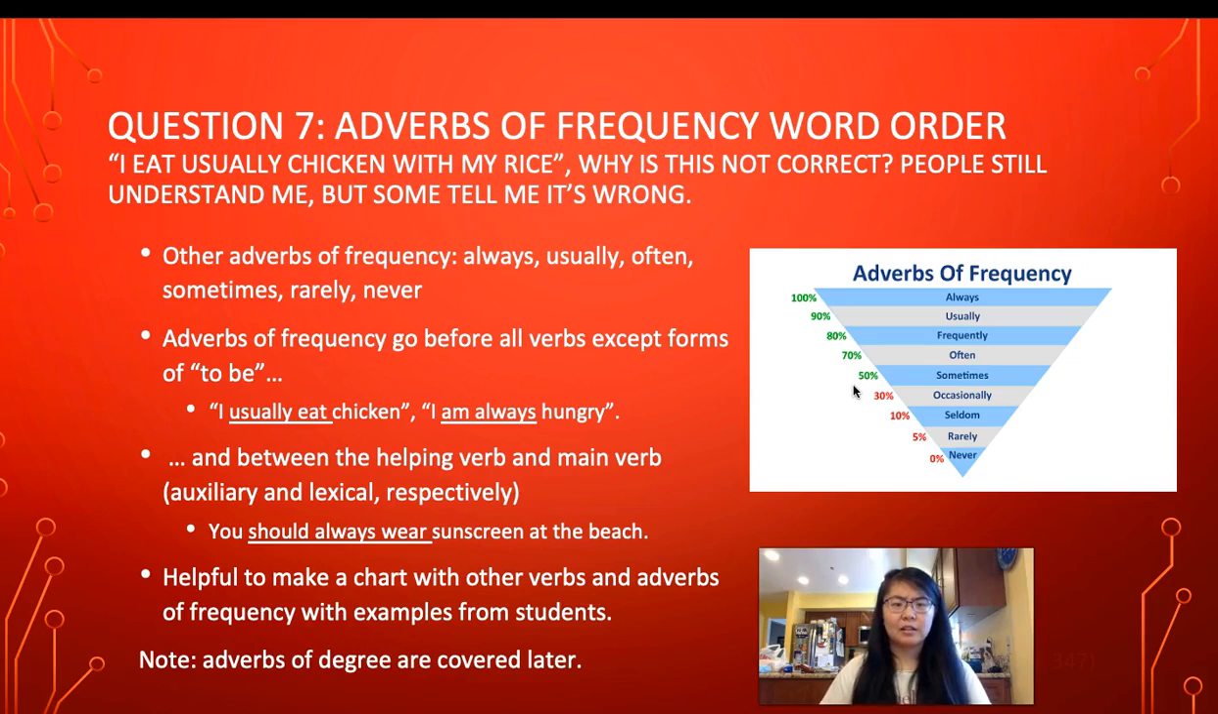And then adverbs of frequency also go between the helping verb and the main verb. So auxiliary just means helper, helper verb, and then lexical just means the verb that gives meaning to the sentence. Like, so to wear is the main verb. Should wear denotes like, oh, I suggest this, you should wear it. It's a good idea to do this, so you should. It's more of a suggestion, so should always wear.